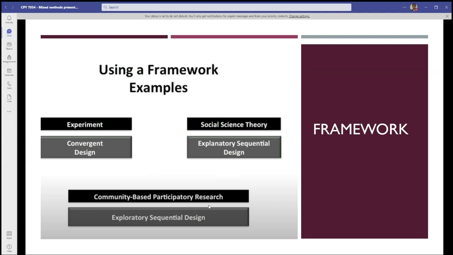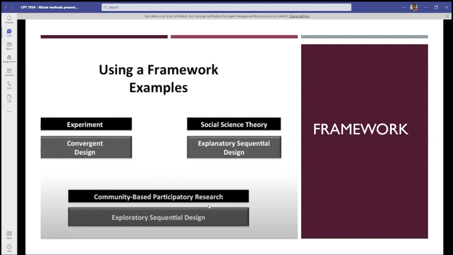And lastly, the frameworks. These are some examples. When you're using convergence design, this might be experiments where you're just testing to see if the qualitative piece and the quantitative piece are doing the same thing. For the explanatory, this is kind of like doing a social science theory where you gather the information and then you use the qualitative piece to understand bits and pieces from that theory.